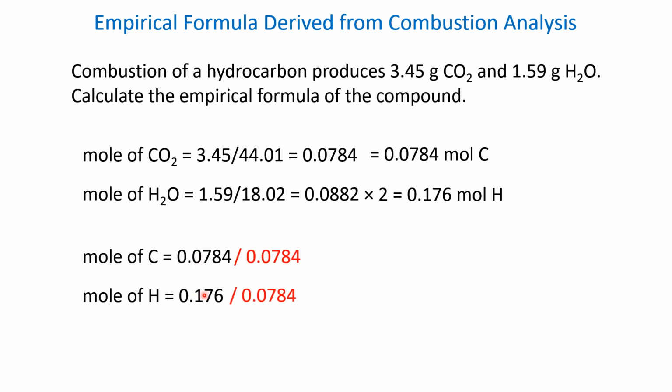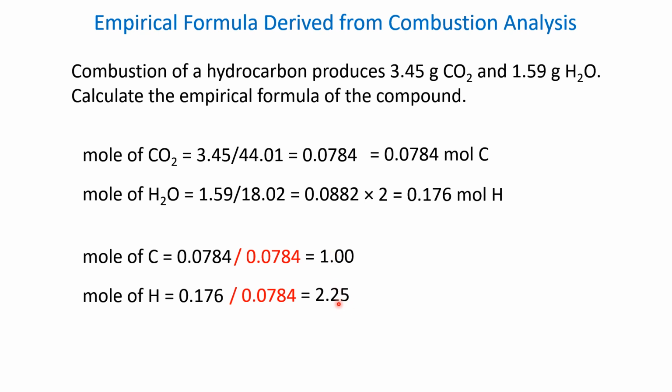So we need to find the least number here. This is the smaller one, 0.0784, less than 0.176. So you have to use this 0.0784 to divide both numbers. Of course this will give you 1, and this one gives you 2.25.